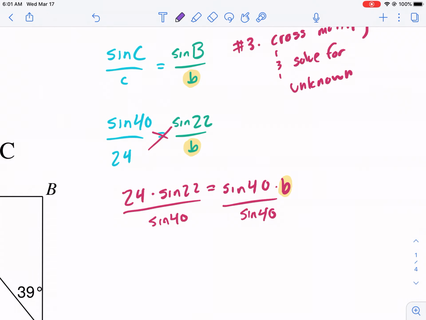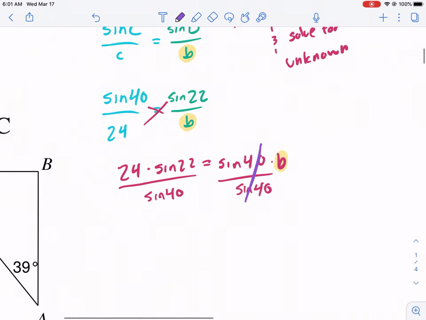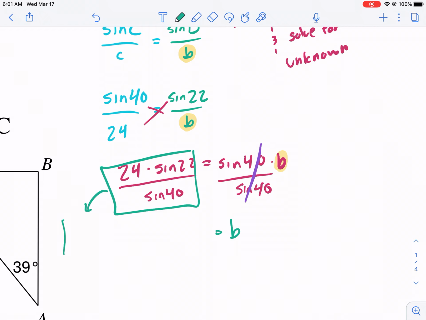All right, that cancels out, and we are left with b on the right side. What is it equal to? This is where I just plug this into my calculator as is. It depends on your calculator. You might have to do it in 2 or 3 steps if you have a more basic scientific calculator. If you have a graphing calculator, this is a super easy process. On a scientific calculator, take your time and break it down into steps: sine of 22 times 24, get that answer, hit enter, and then divide it by sine of 40. But on a graphing calculator like mine, I'm just going to type it as is: 24 times sine 22 divided by sine of 40.